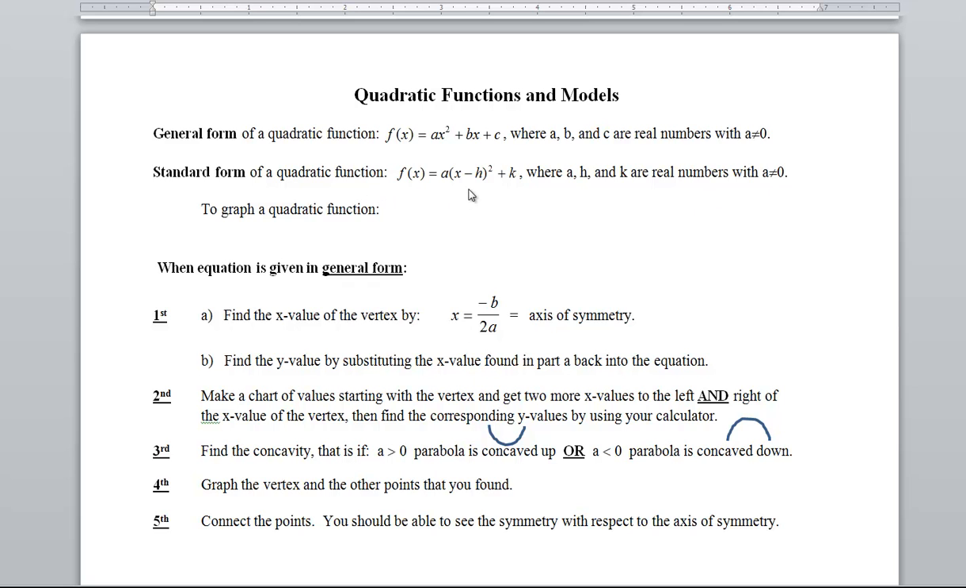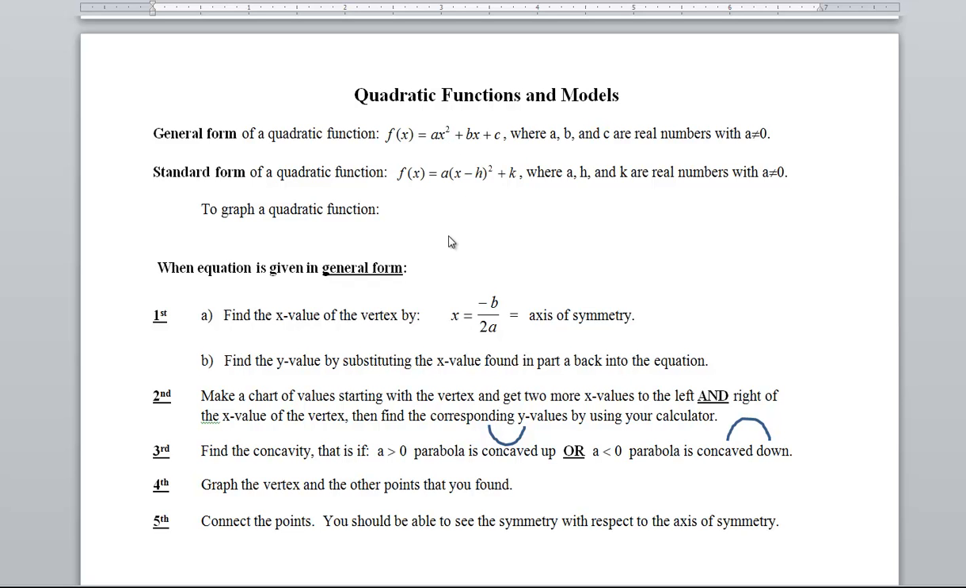Now when it's in this form, I could FOIL out the information inside the parentheses, distribute the a, and then collect like terms. If I do that, then I'm right back to the general form. We're going to look mostly at the general form because about 95%, if not more, of your problems are in that form. So I'm just going to focus on it. So again, to get standard form back to general, FOIL out the parentheses, distribute the a, collect like terms, and you're back to general form.